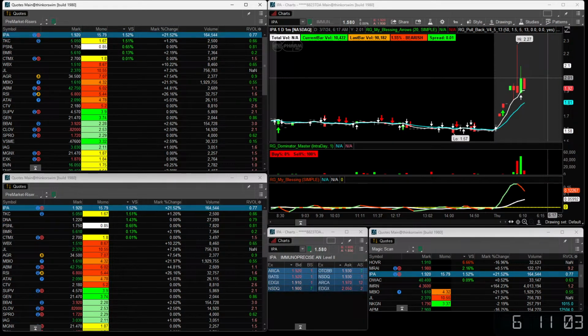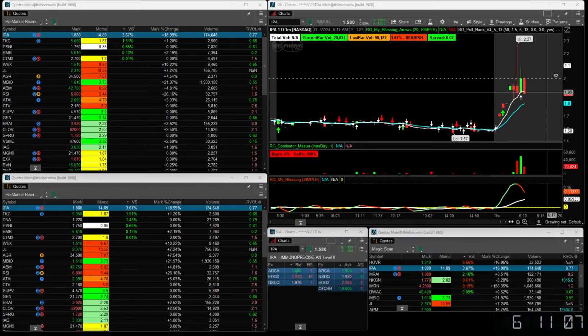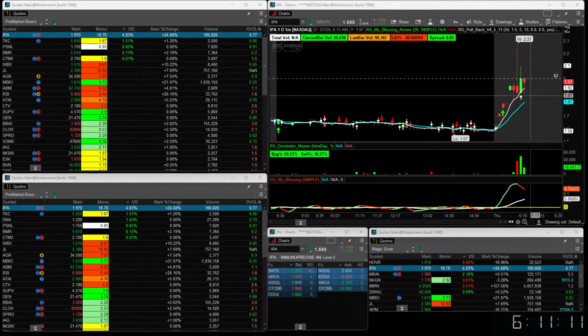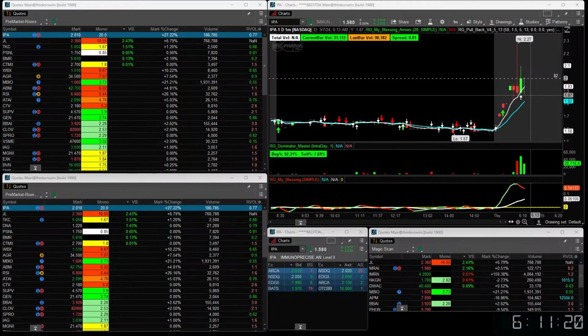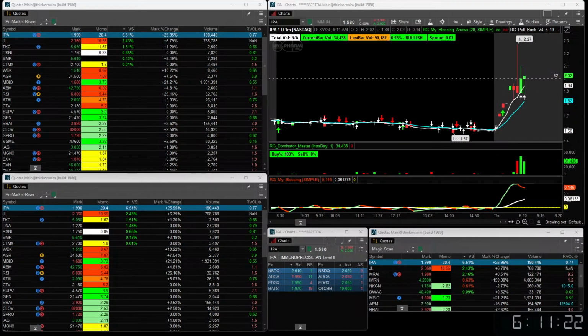Let's see if we get a pullback here, and we did. Looks like it's going to sell off. I don't know if I'd pull the trigger on this one. There's a long tail on the bottom of that red candle. Kind of don't like the way it's acting, and I'll probably regret not buying it, but we'll see where it goes.